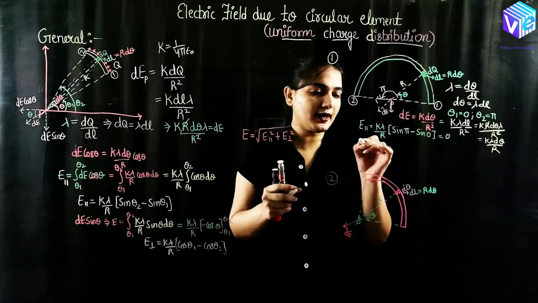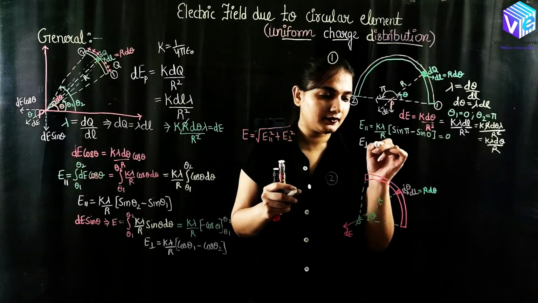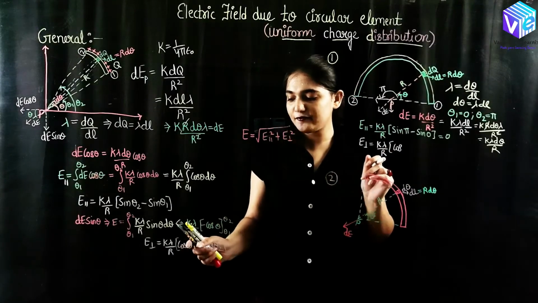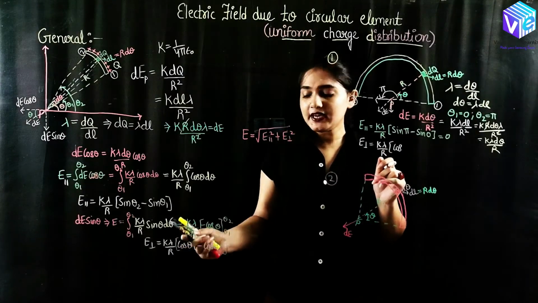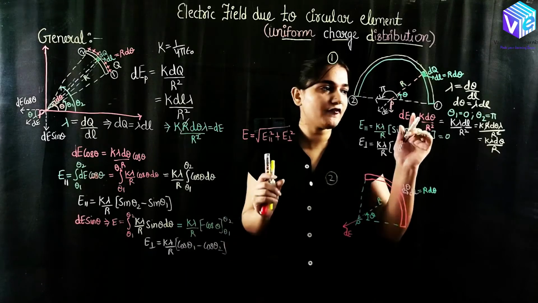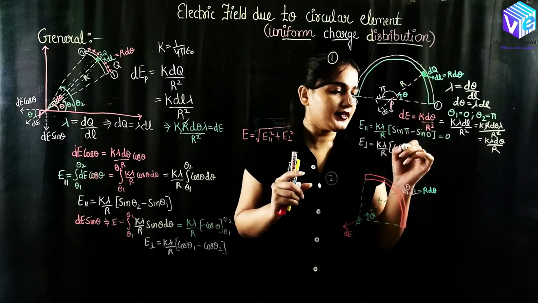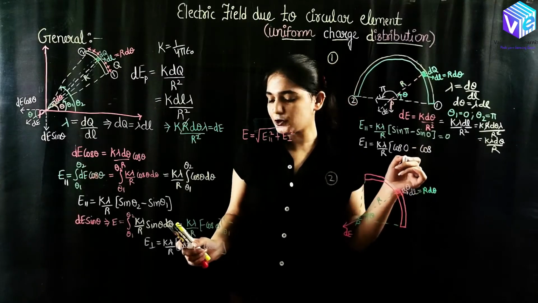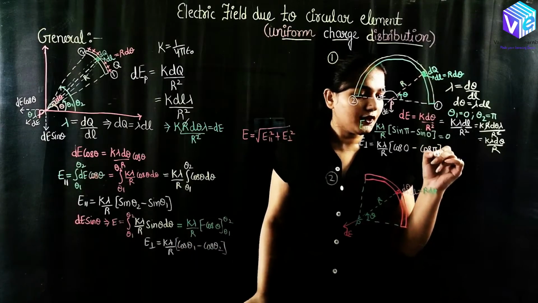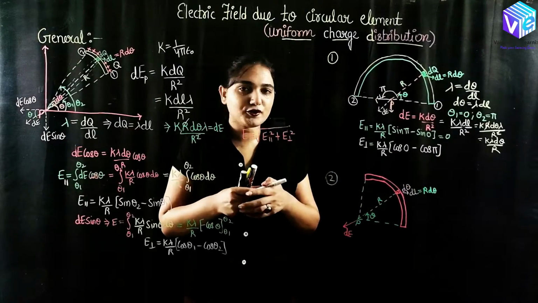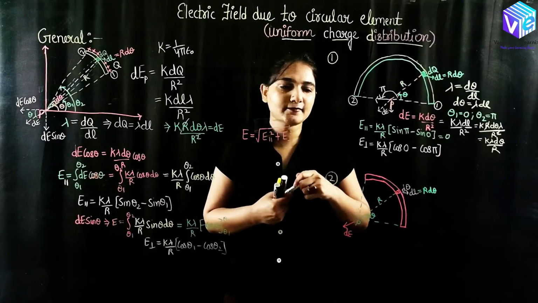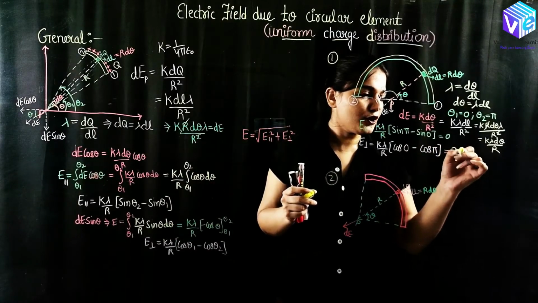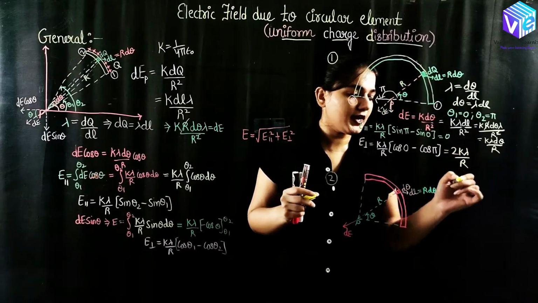Now we have to find out E perpendicular. Here you must be very careful, because here we have cos theta 1 minus cos theta 2 in the formula. What is my theta 1? Theta 1 is 0, so cos of 0 minus cos of theta 2, which is cos of pi. Okay, now I know the value of cos of 0 is 1, and cos of pi is minus 1. So I can say E perpendicular will be equal to 2k lambda upon r.